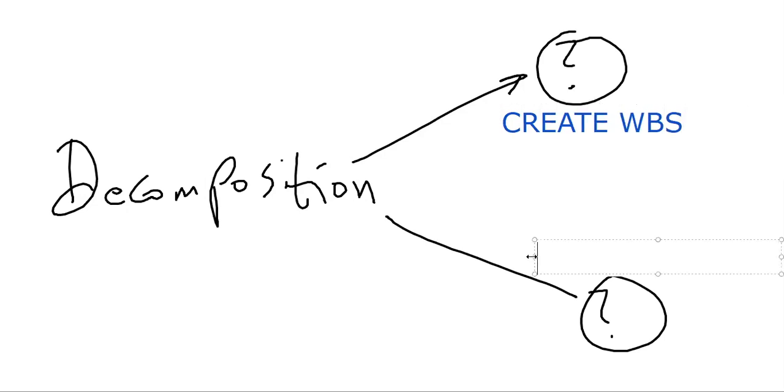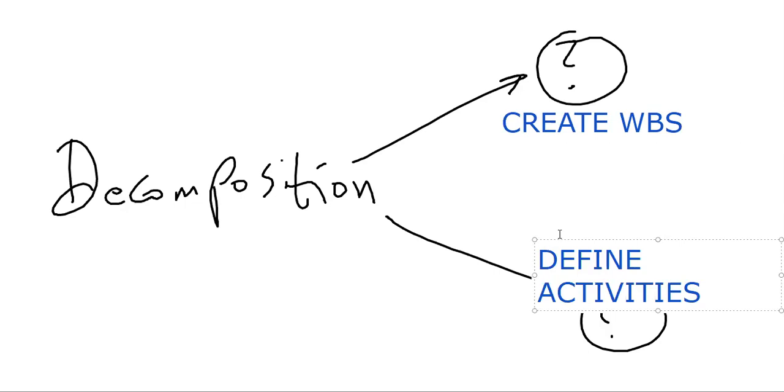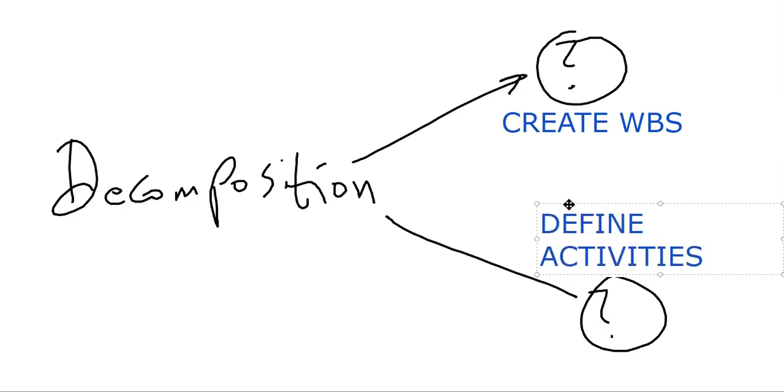And secondly, define activities. Define activities uses decomposition to decompose those work packages into tasks. And in create WBS, we decompose the root node into smaller levels in the WBS. Let's go on to our next.